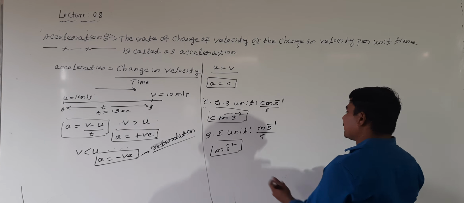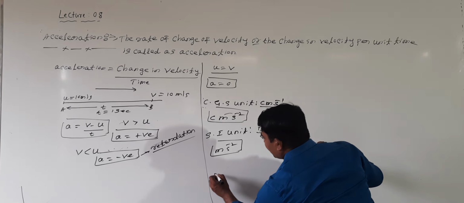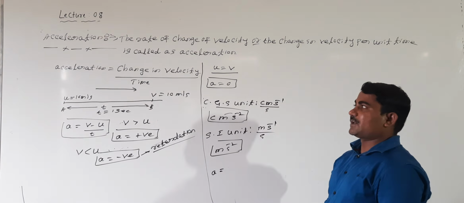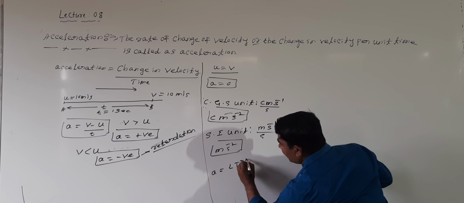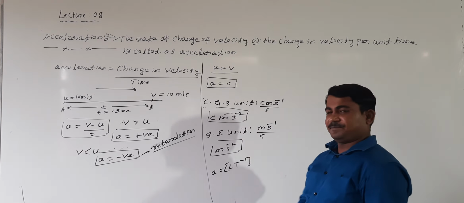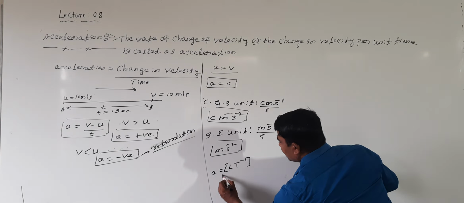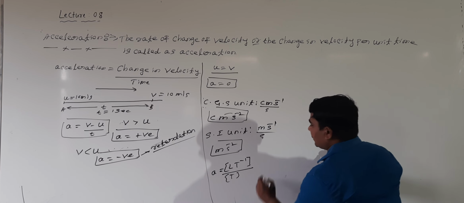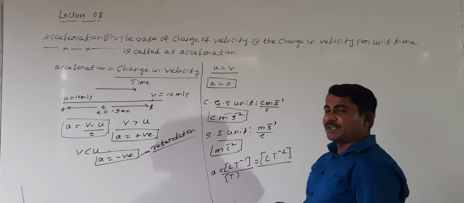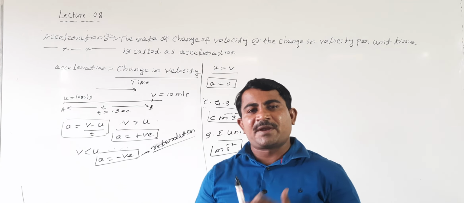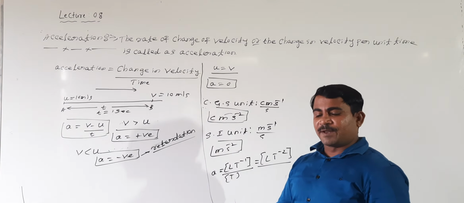Then again we will see how to write the dimensional formula here. Acceleration A equals change in velocity. The dimensional formula of velocity is L t raised to minus 1. Right or wrong? Then divided by time, that is t. Then what is finally the dimensional formula? L t raised to minus 2. This is the dimensional formula of acceleration.